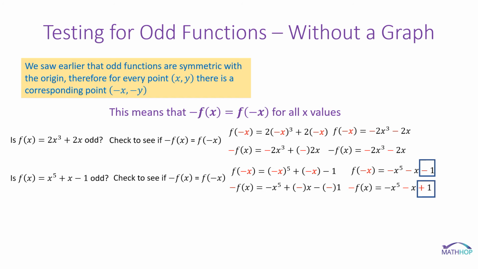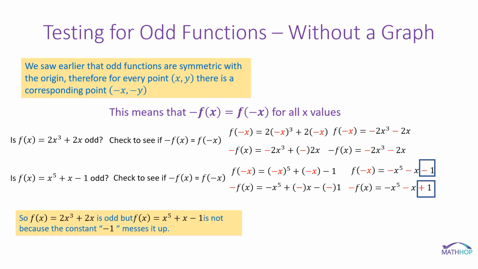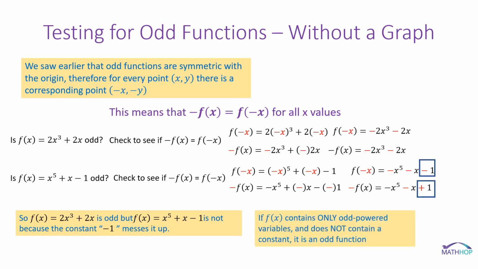These are not odd. We have the same type of rule or trick, people would call it, for testing odd functions. If 2x cubed plus 2x is odd, but x to the fifth plus x minus 1 is not, it's because the constant negative 1 messes it up. We were okay until we got to the constant. So you can test this a few more times. Do the rule, test for f of negative x and negative f of x. But you will find that if the function f of x contains only odd powered variables and it doesn't have a constant, so no even exponents and no constant, it is an odd function.